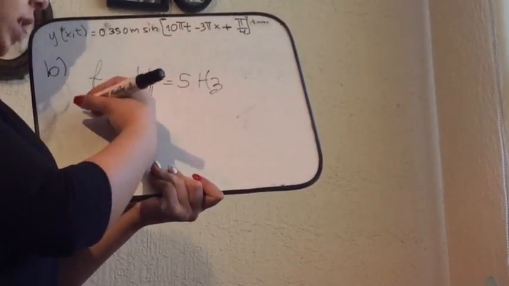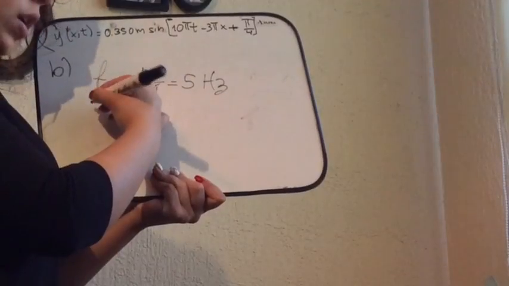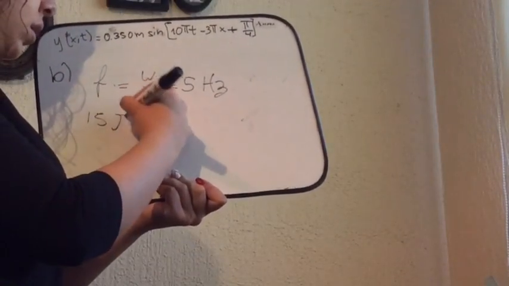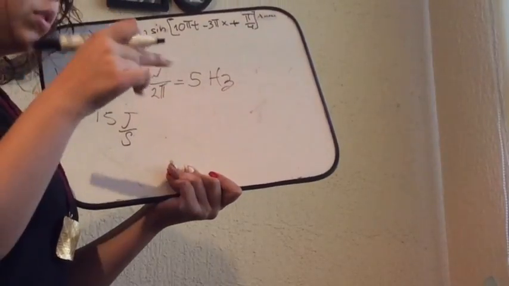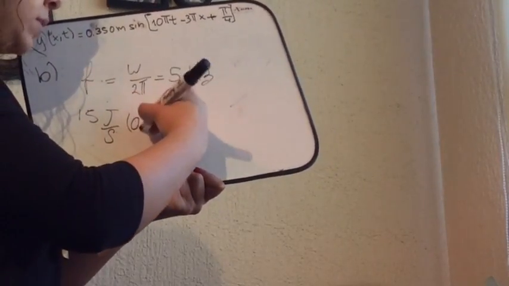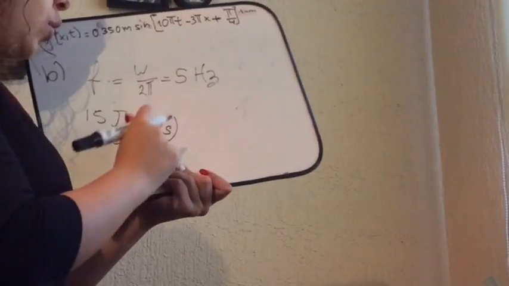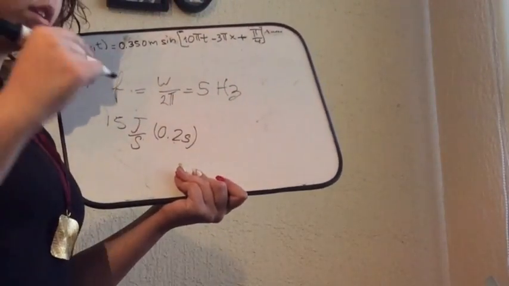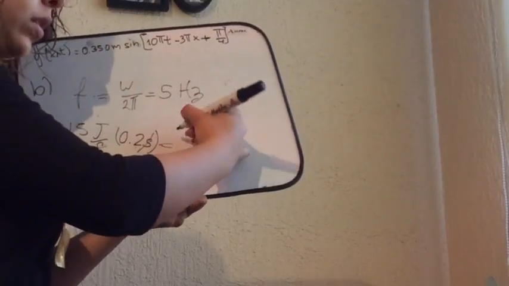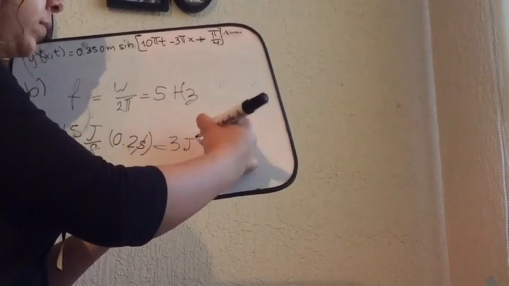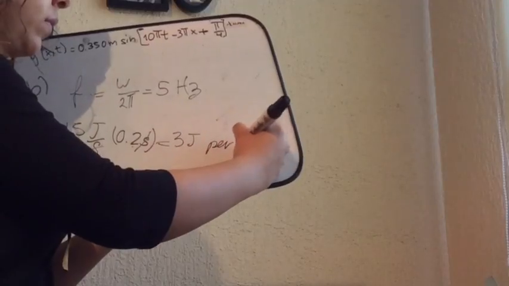So energy in one cycle should be equal to the power, which is the average rate at which the energy travels, times this period, which is the time it takes for it to take one turn. So we can eliminate the seconds here, and we end up with 3 joules. So that is the energy in each cycle.